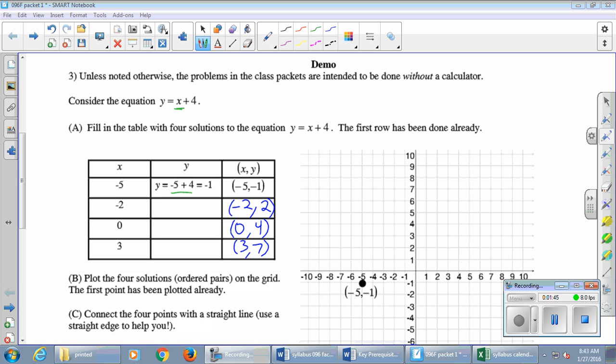Okay, and if you've gotten to the place where you've filled in your table, next thing you're going to do is plot 4 points. The first one has already been plotted for you, -5, -1. So finish up your table, then plot the other 3 points. And then you're going to use a straight edge if you can to connect the dots.